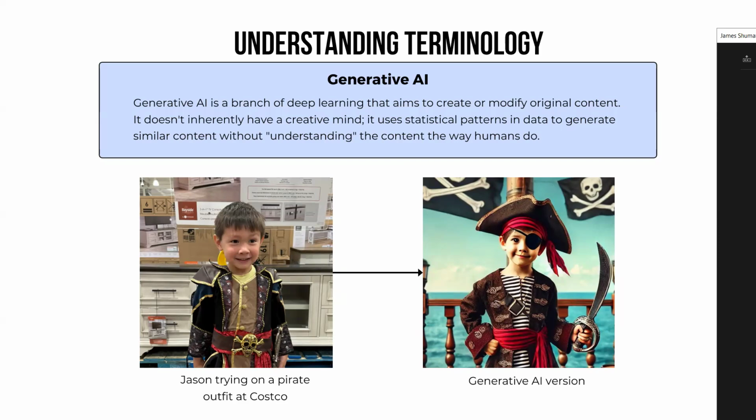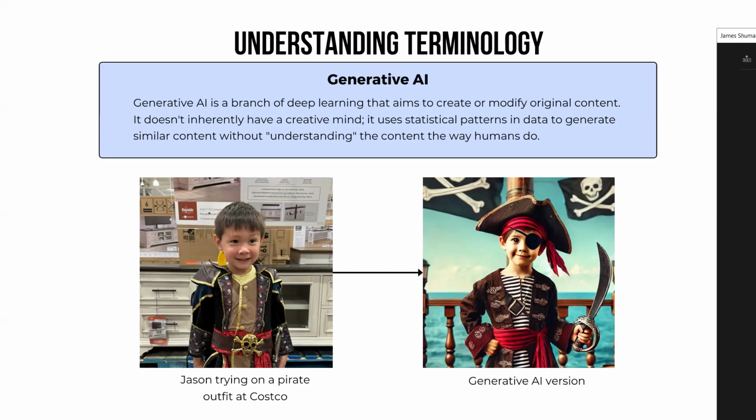Generative AI is a branch of deep learning. Remember, we're getting smaller down towards ChatGPT. Generative AI is a branch of deep learning that aims to create or modify original content. So it doesn't always know what you are expecting when it creates original or modified content. It's using statistical patterns from the mass amount of data to generate similar content without necessarily understanding the content the way that humans do.